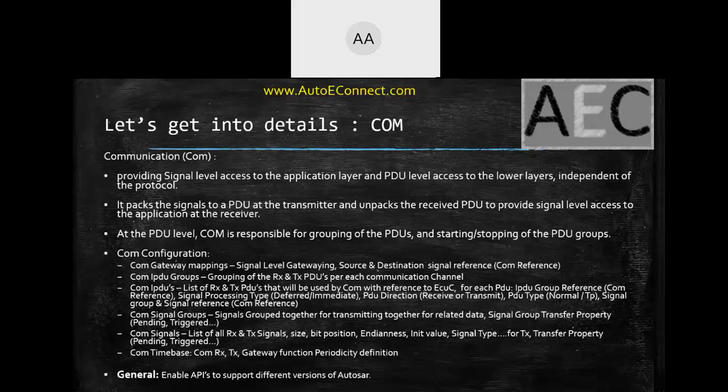So let's see what the COM configuration generally contains. The first thing is the gateway mapping. In PDUR, we have also seen gatewaying. So what is the difference between the PDUR gatewaying and the COM gatewaying? As we discussed, at PDUR and the layers below, it is always at the PDU level.